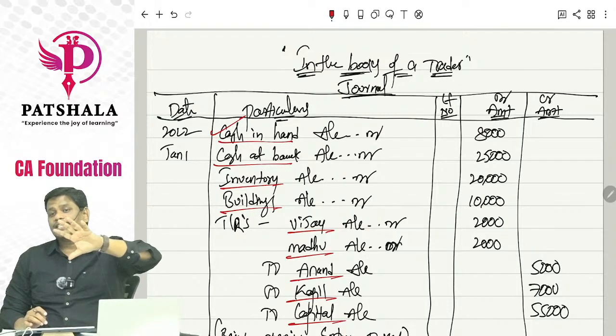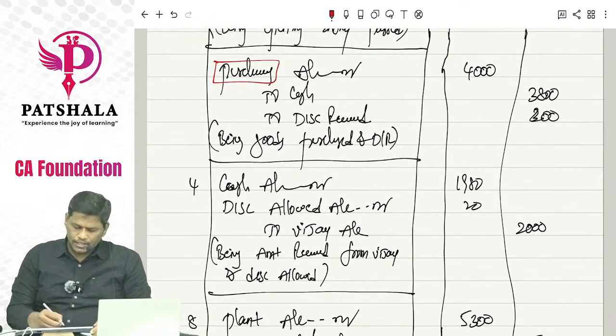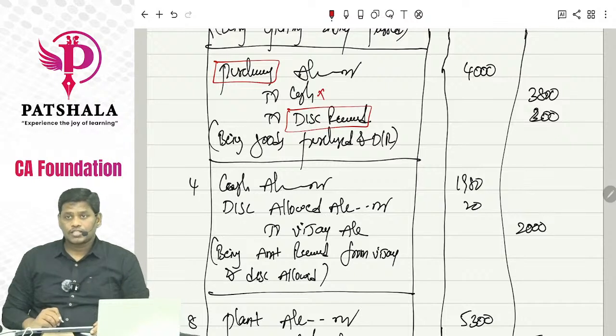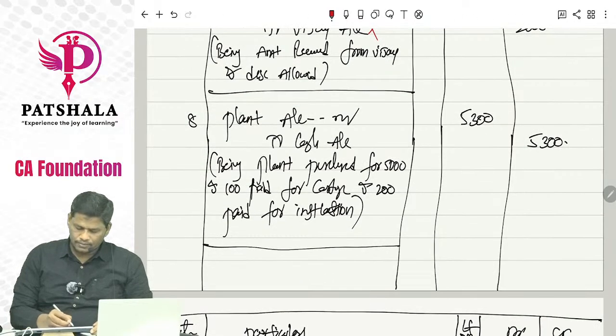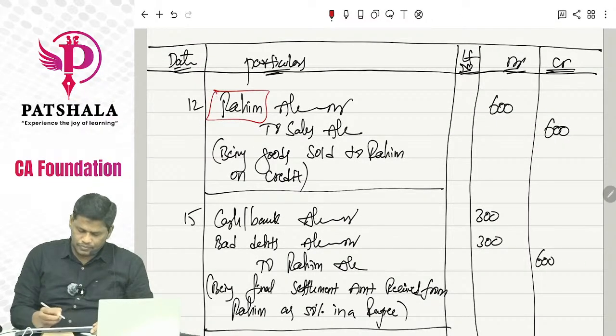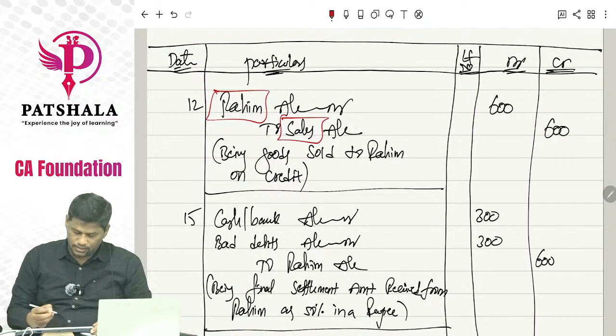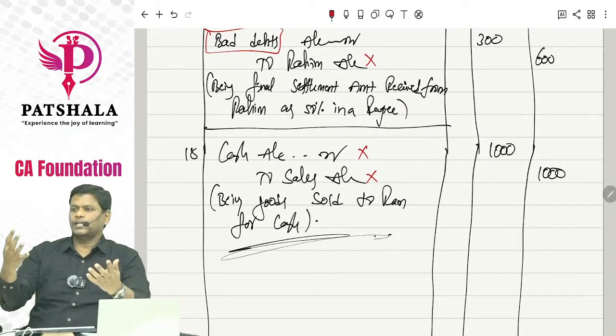Because account is a summary of all transactions at one place. Once you open cash account, why you open again? ఓపెన్ చేయొద్దు. Okay, ఇది ఓపెన్ చేయం. Discount received. Yes, you have to open. Cash? No. Discount allowed? Yes. Vijay? No. Plant? Yes. Cash? Rahim? Sales? Yes. Cash? No. Bad debts? Yes. Rahim? No. Already opened. Cash? Sales? Ala. So if it's already opened, మళ్ళీ open చేయరు.